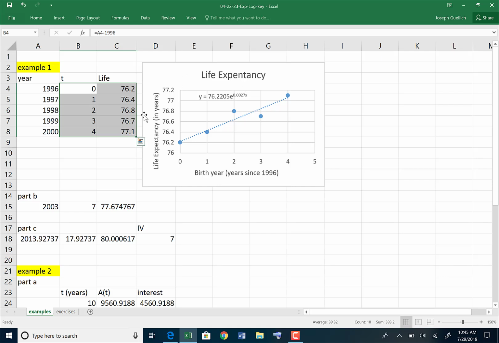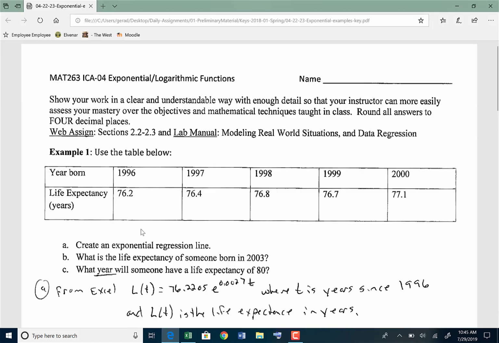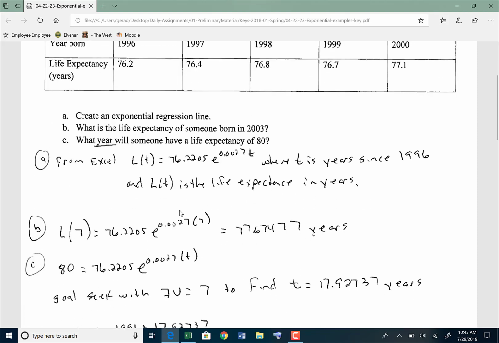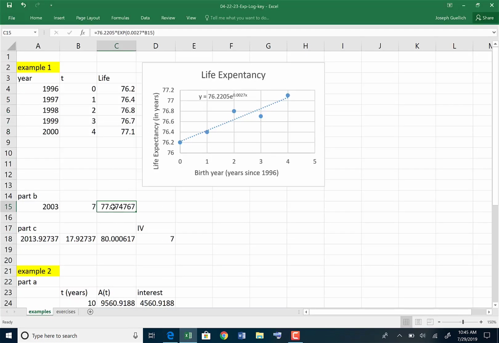Remember, when you change those titles to include the units that you're given, so the life expectancy output is in years and the birth year is in years since. Right there. Okay, back to the worksheet. Part B, life expectancy of someone born in 2003. So there's my formula, and in Excel, I type that in there.